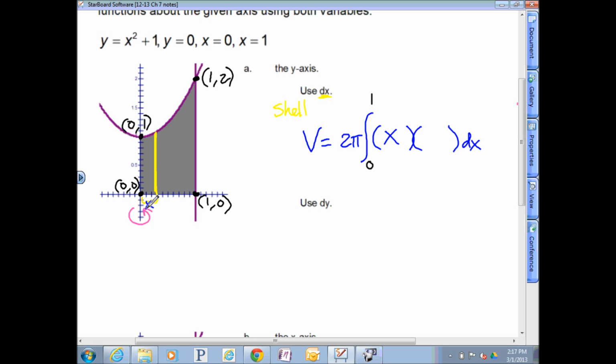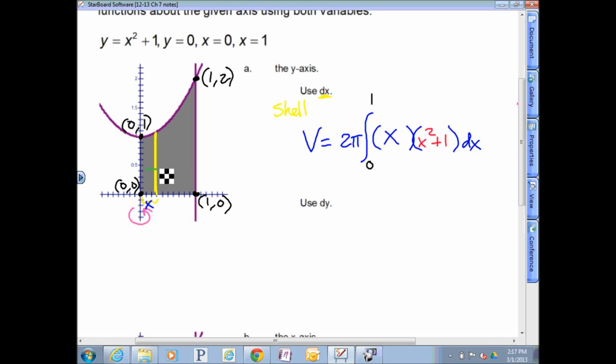And the length of that rectangle would be the distance from our f of x down to the graph. It's a vertical distance using x's. That would be x squared plus 1. Okay, so there's your shell method.